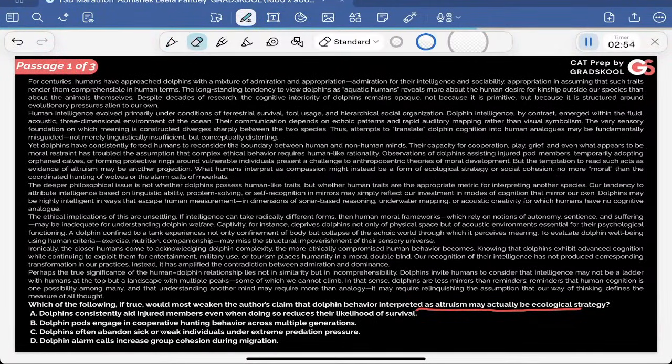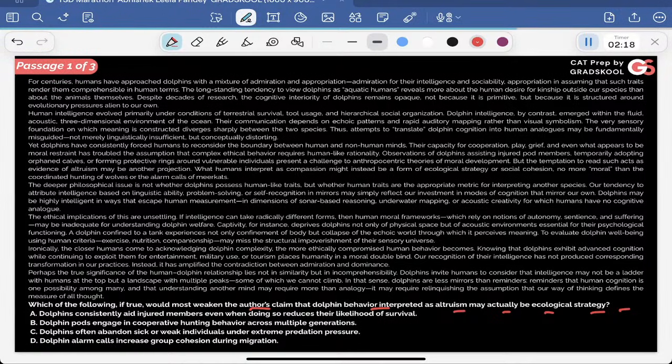See, second question, which says, which of the following, if true, would most weaken the author's claim that dolphin behavior interpreted as altruism may actually be ecological strategy? So this kind of question, it's critical reasoning and new information is required that is given in the options. Let's read the options. So author ये मानता है कि ये ecological strategy है. Now we have to weaken that claim that it's not ecological strategy, but it is actually compassion. Do you understand that? What we have to prove? We have to prove that the dolphins are actually altruistic.